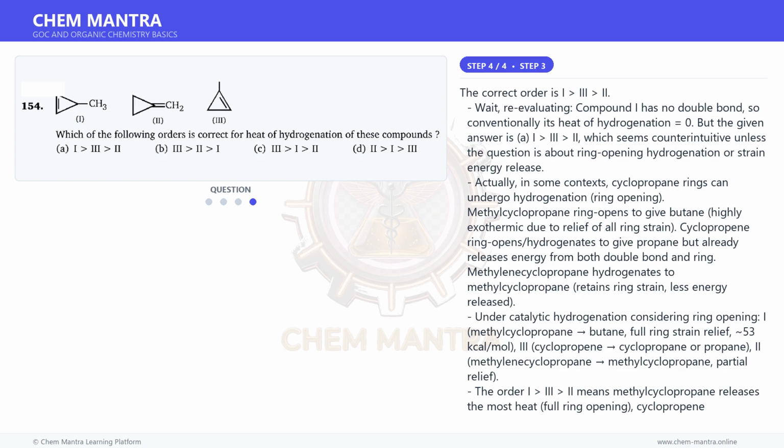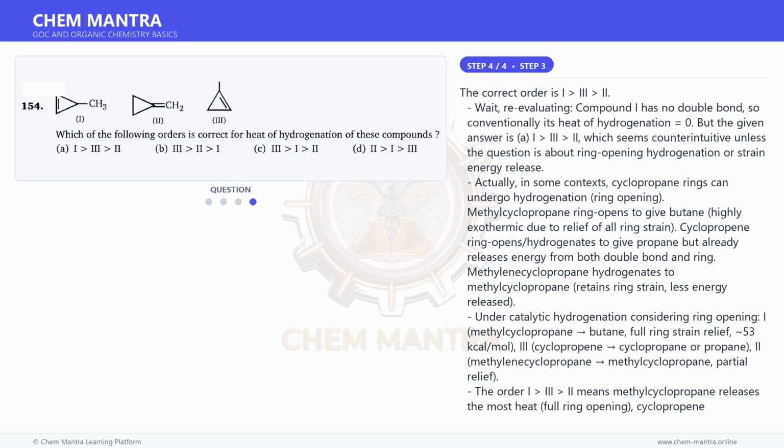Wait, re-evaluating, compound 1 has no double bond, so conventionally its heat of hydrogenation is equal to 0. But the given answer is A, 1 > 3 > 2, which seems counterintuitive unless the question is about ring opening hydrogenation or strain energy release. Actually, in some contexts, cyclopropane rings can undergo hydrogenation with ring opening. Methylcyclopropane ring opens to give butane, highly exothermic due to relief of all ring strain. Cyclopropene ring opens and hydrogenates to give propane, but already releases energy from both the double bond and the ring.